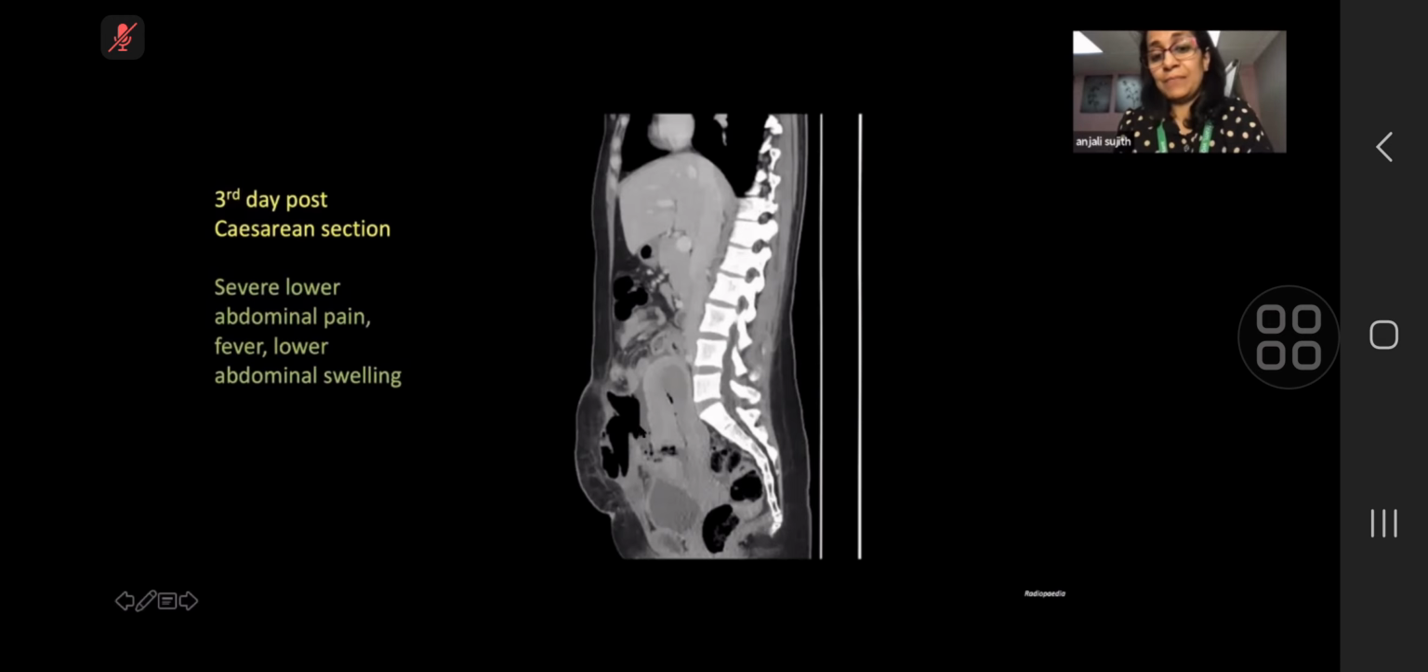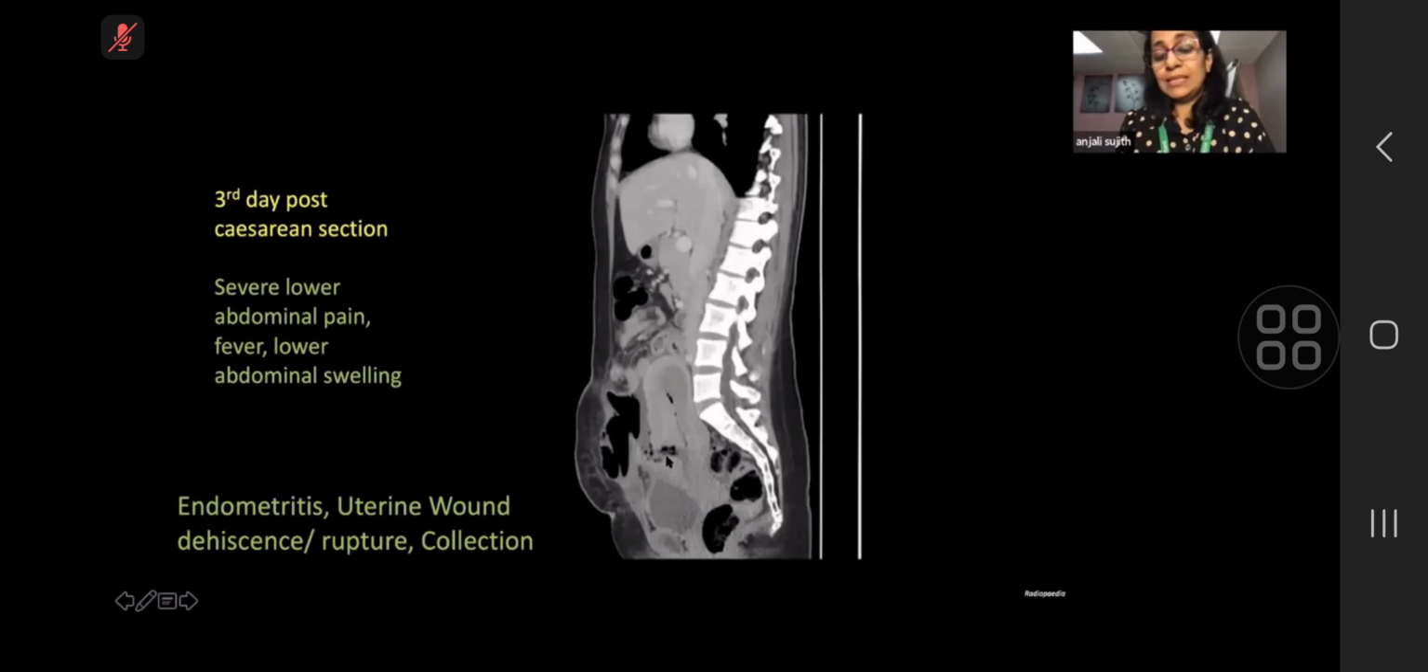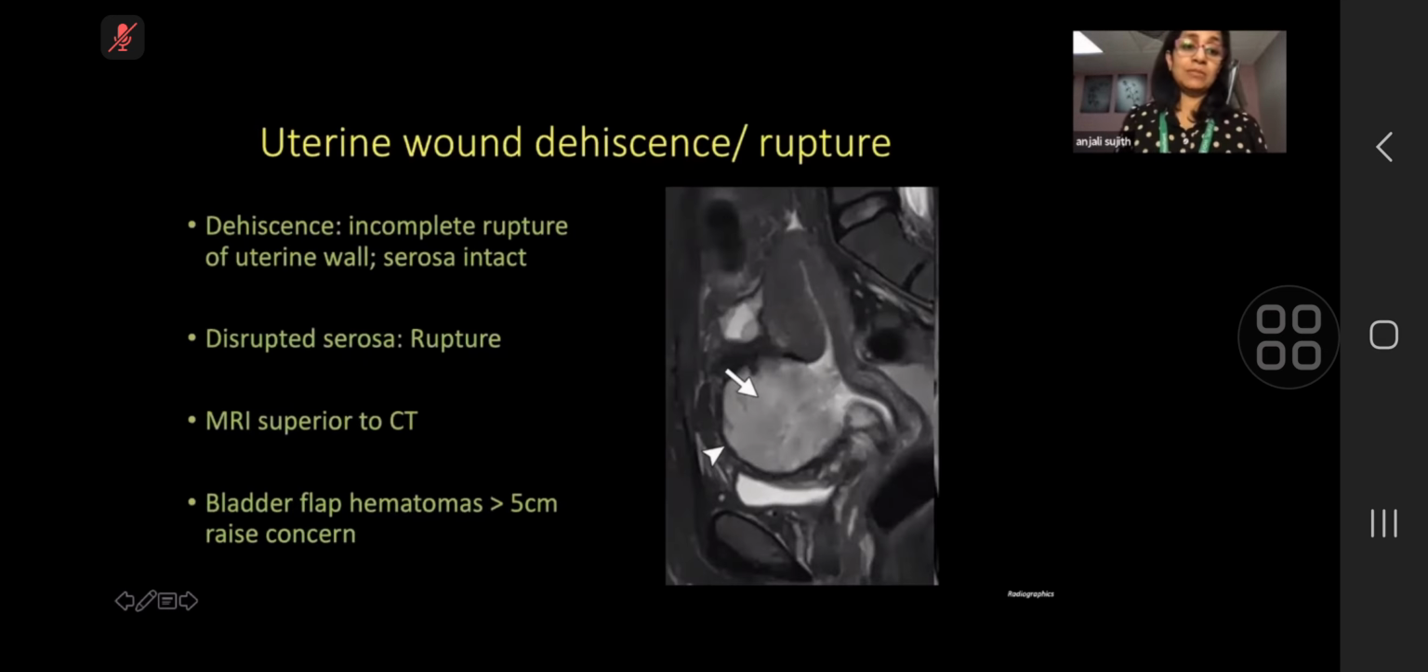This could be an infected bladder flap hematoma. And this appearance is concerning for uterine wound dehiscence or rupture with a collection and with endometritis. Just to let you know the difference between a uterine dehiscence and rupture: in dehiscence, what we mean is it is incomplete rupture of uterine wall. The myometrium would look discontinuous, but the outermost serosal lining, which will look hypointense, will remain intact.